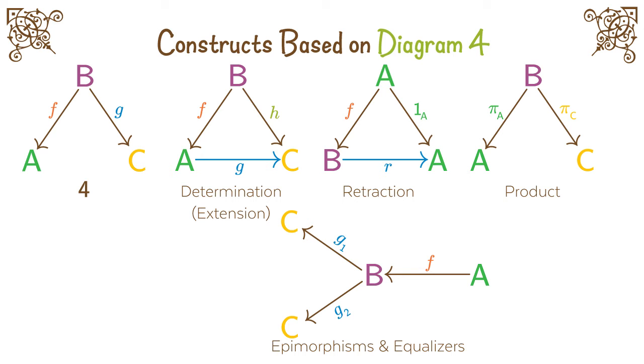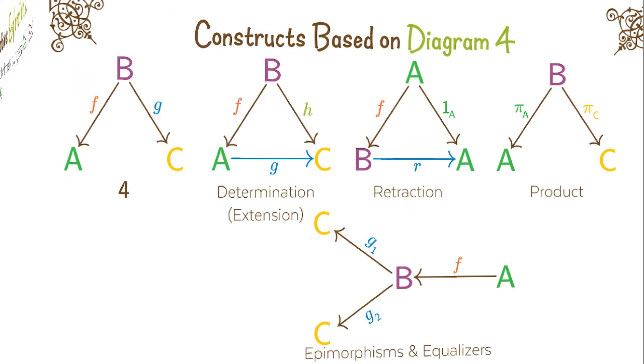And just as an interesting note, pullbacks and pushouts have both diagram 3 and diagram 4 embedded in them, in different corners of the square of four elements. We will look at those in the next lesson as well. But now, let's look at the solution of the second exploration.